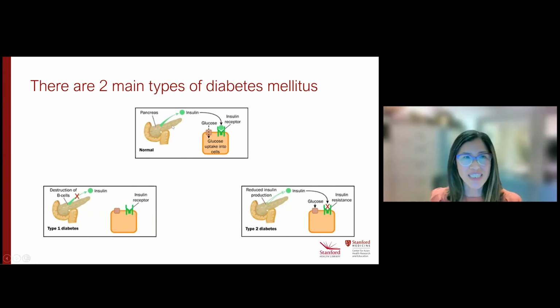To understand differences between different types of diabetes, it's good to review what happens in an individual without diabetes to control blood sugar. So here on the top, I'm showing an organ called the pancreas and one of your cells in your organs. Insulin is a very important hormone that helps control blood sugar. It binds to receptors on cells, allowing glucose, blood sugar, to be taken up into the cell. This is a very important process for certain organs in your body.